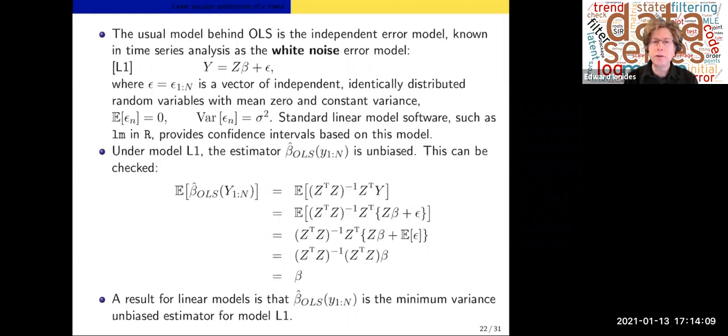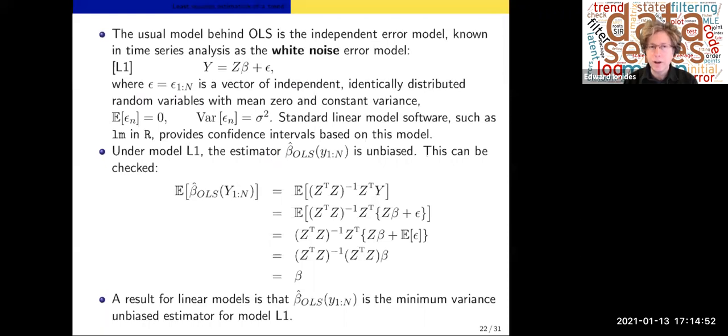Well, the usual model behind ordinary least squares is the independent error model, which has a special name in time series. It's called the white noise error model, Y equals Z beta plus epsilon, where epsilon is independent, identically distributed random variables, mean zero, constant variance. So expected epsilon n is 0, var epsilon n is sigma squared, and all the statistical inference on the summary from the linear model in R is based on this modeling assumption.